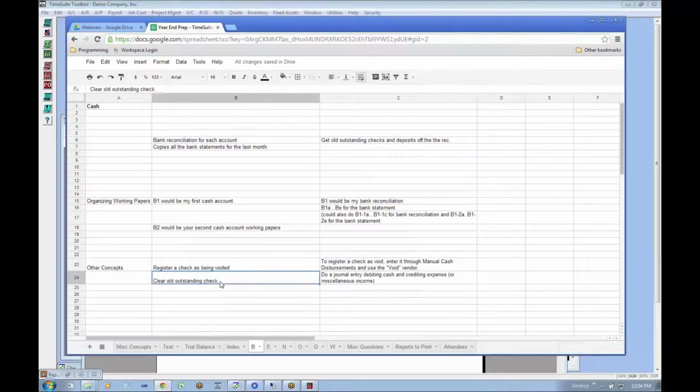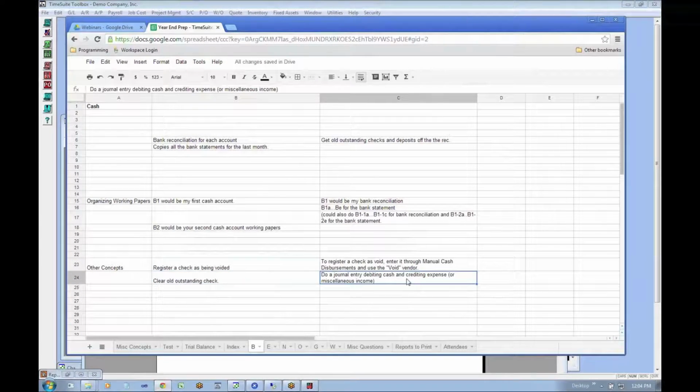Clear old outstanding checks. You do a journal entry debiting cash and crediting your expense or miscellaneous income, and then you would clear both of them off your bank reconciliation. Again, if you want more explanation or help through that, you can do a support call.